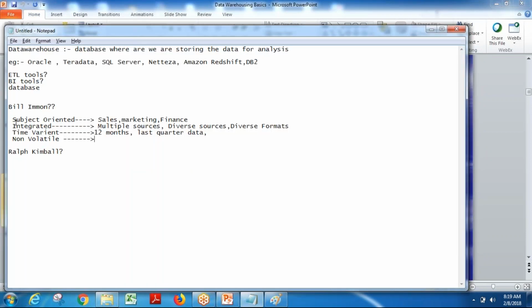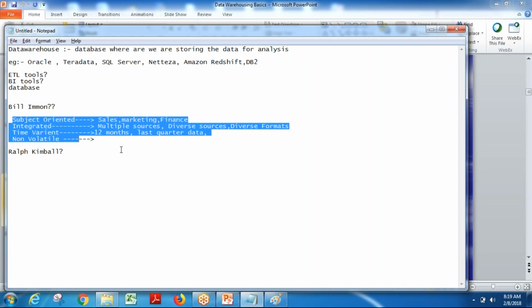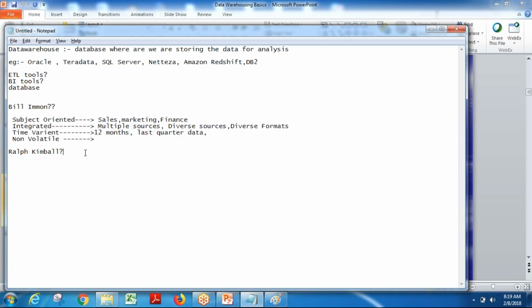So these are the different characteristics of your data warehouse. Bill Inmon has defined the data warehouse as a subject-oriented, integrated, time variant, and non-volatile system which is used for decision making. Similarly, Ralph Kimball has also given one definition. He defines the data warehouse as a historical transactional snapshot. You're actually storing the history of all the transactions that happened in the OLTP. That's why he termed it a historical transactional snapshot. So this is the definition given by Ralph Kimball.